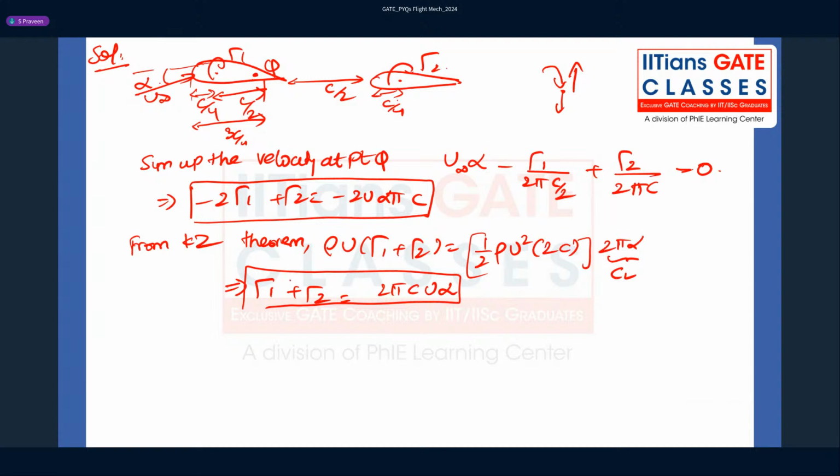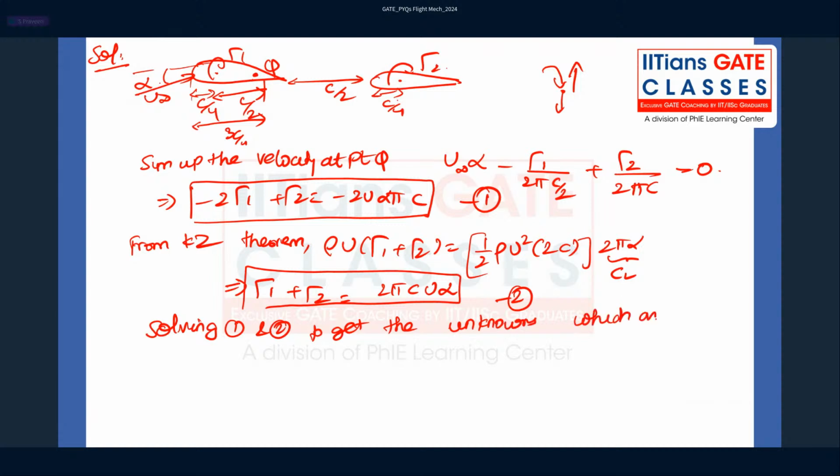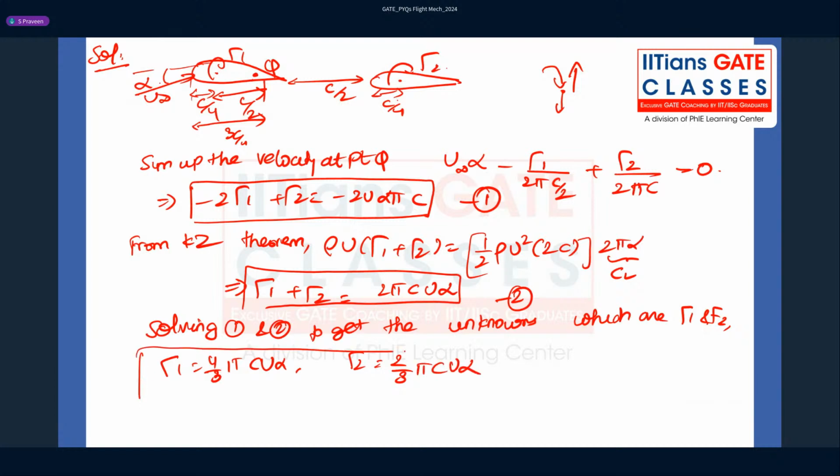So again, simplify this, solve. We have two equations and two unknowns. If you solve this, I would get gamma 1 and gamma 2. Let's mark this as equation number 1, mark this as equation number 2. Solving 1 and 2 to get the unknowns, which are gamma 1 and gamma 2. So we have gamma 1 is simply 4 by 3 pi c u alpha. Gamma 2 is 2 by 3 pi c u alpha. Okay, so these are the two values of the circulation. And that is my option.